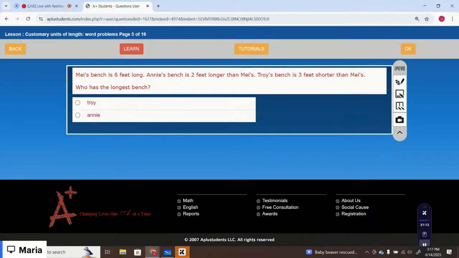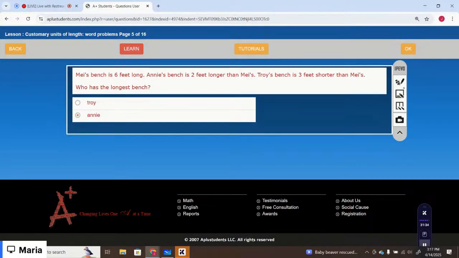May's bench is 6 feet long. Annie's bench is 2 feet longer than May's. Joe's bench is 3 feet shorter than May's. Who has the longest bench?